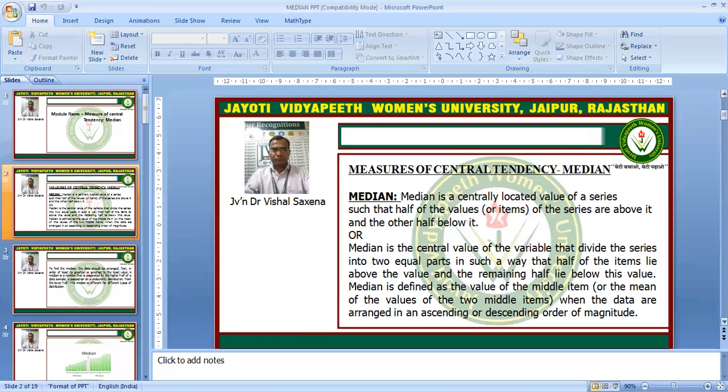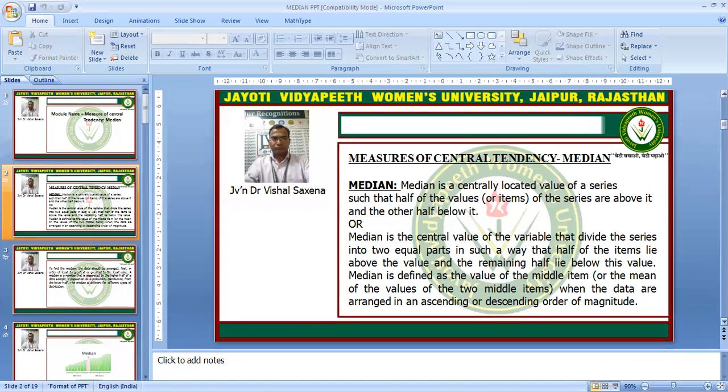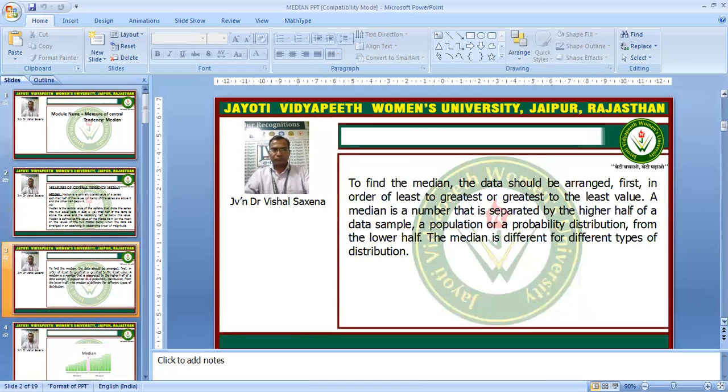So it is very important, to find the median, first to arrange the data in either ascending order or descending order. And then we have to apply the formula, the method by which we can calculate the median of the series. To find the median, the data should be arranged first in order of least to greatest or greatest to least value. That means the data must be arranged in either ascending or descending order of magnitude.